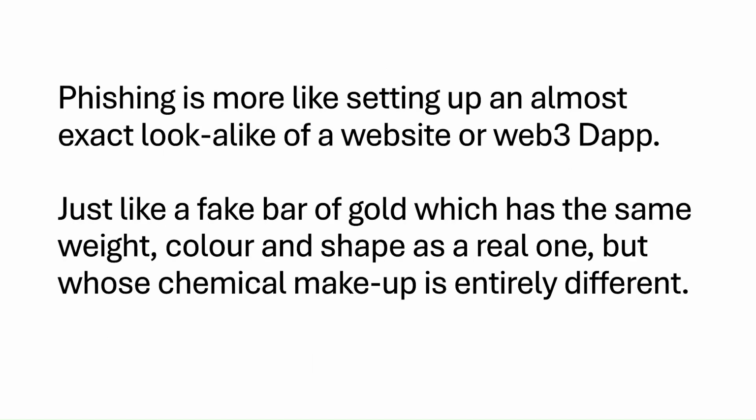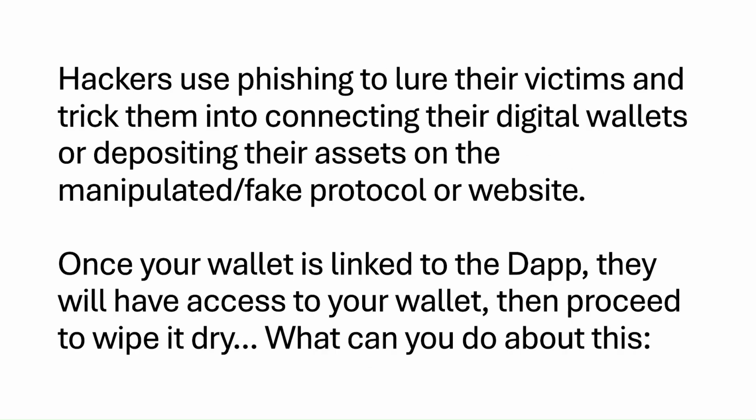Phishing is more like setting up an almost exact lookalike of a website or Web3 app, just like a fake bar of gold, which has the same weight, color, and shape as a real one, but whose chemical makeup is entirely different. Hackers use phishing to lure their victims and trick them into connecting their digital wallets or depositing their assets on the manipulated or fake protocol or website. Once your wallet is linked to the dApp, they will have access to your wallet, then proceed to wipe it dry. What can you do about this?